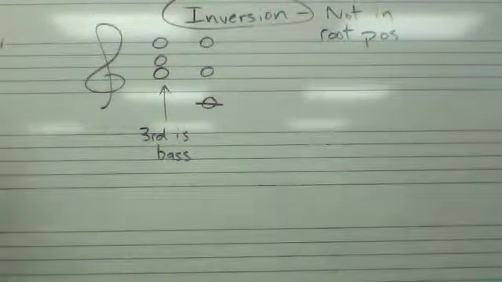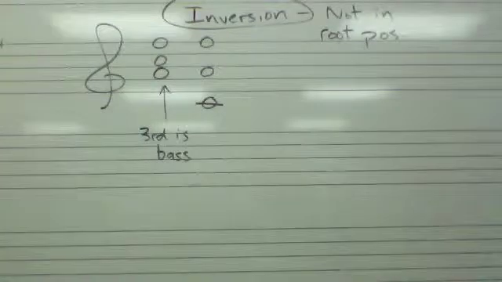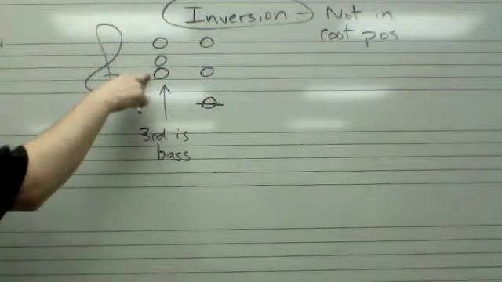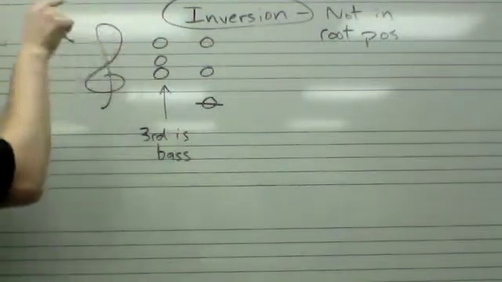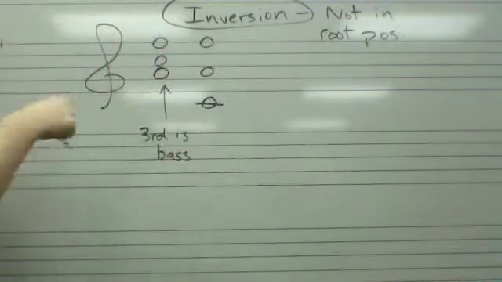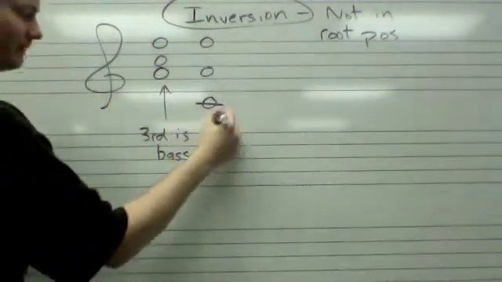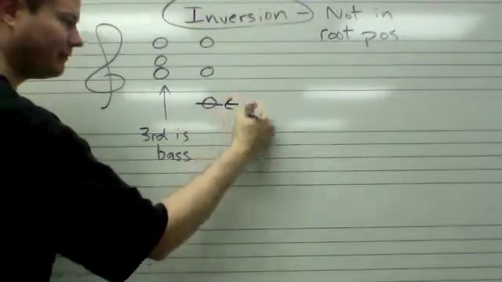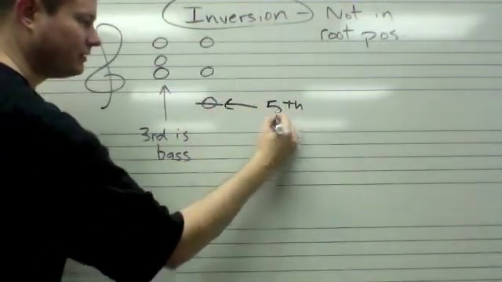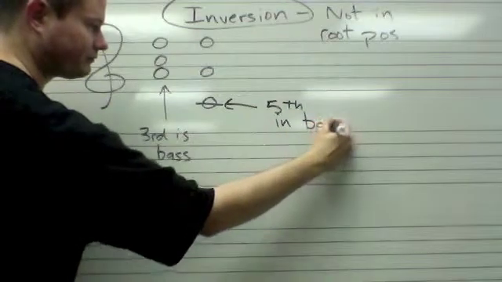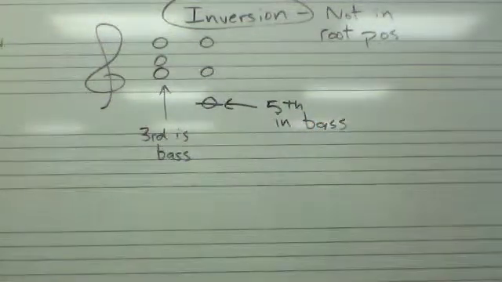An inversion is just putting a different member of the chord in the bass. The root is always going to be the same. If it's an F major chord, F will always be the root. The bass is the lowest note. The root is the name of the chord, or what gives the chord its name. So this one has the third in the bass. This chord has the fifth in the bass. So both of these are inversions. They have different chord members in the bass.